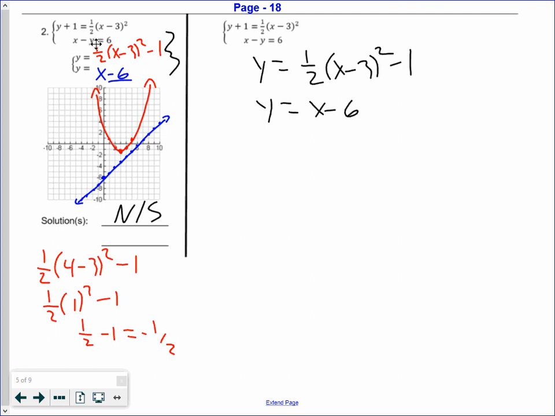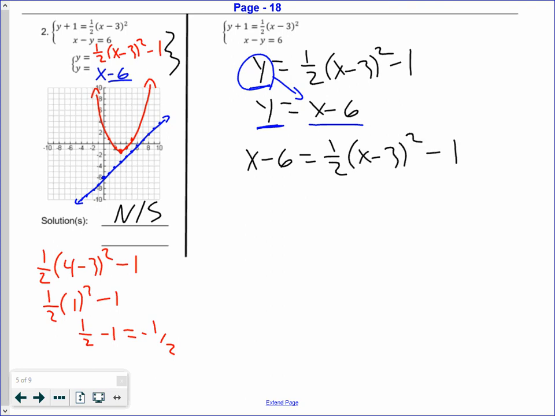Remember, we're trying to find out what our x value would be when these y's are equal to each other. So we're assuming both these y's are the same. That means when this second y equals x minus 6, this first y is going to equal the same thing. Those y's are the same, so I can replace that first y with what the second y equals, because they're the same y. The second y equals x minus 6, so the first one also equals x minus 6. So I can rewrite this as x minus 6 equals 1/2 (x minus 3) squared minus 1.